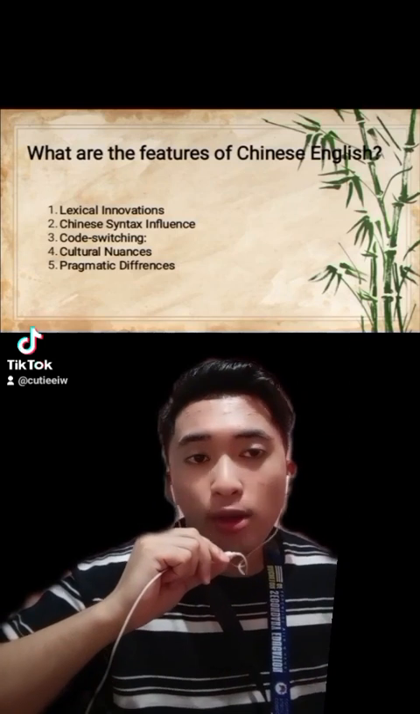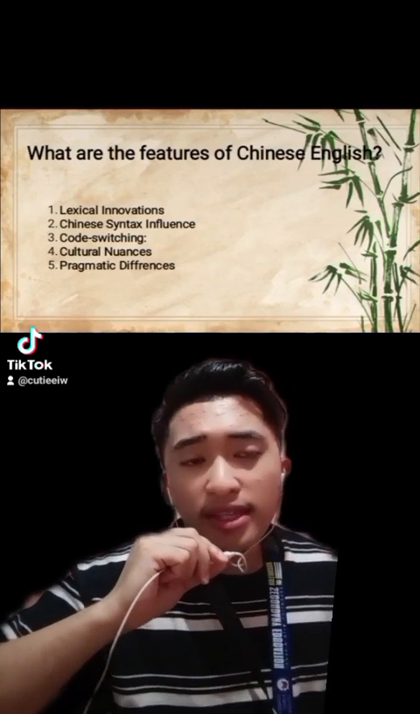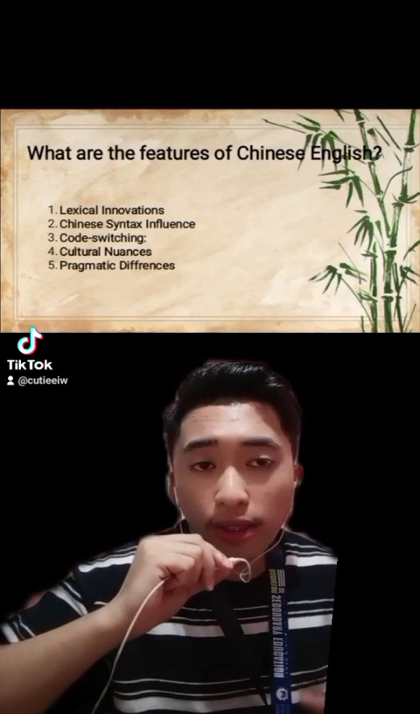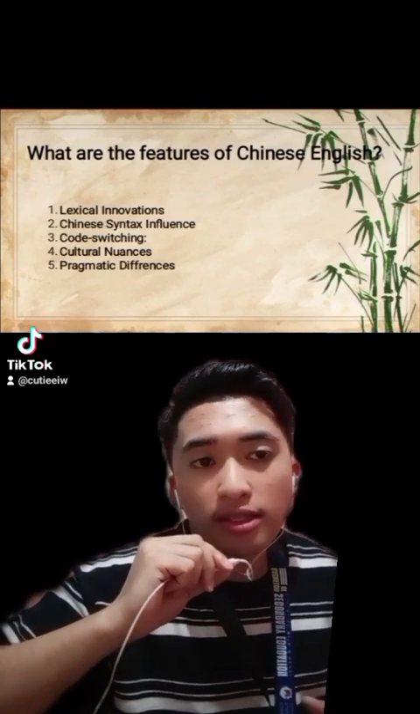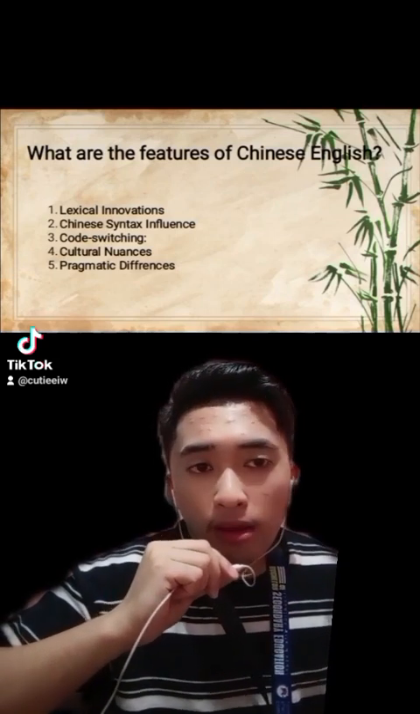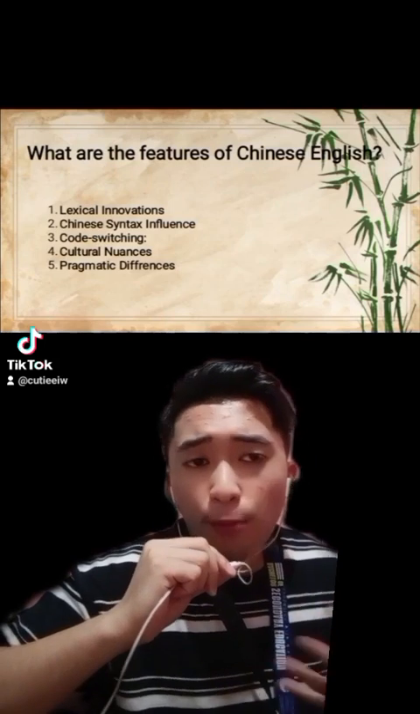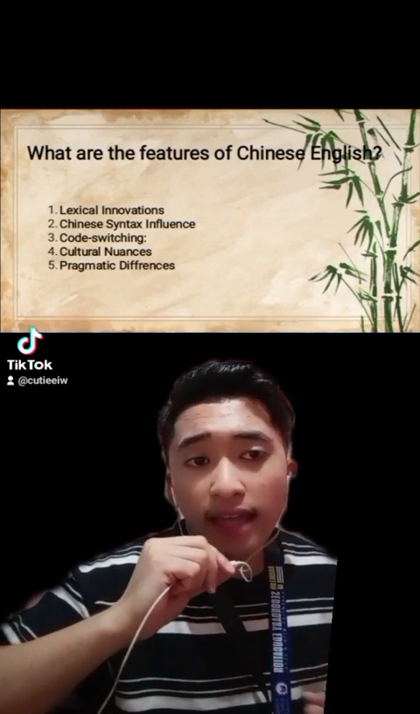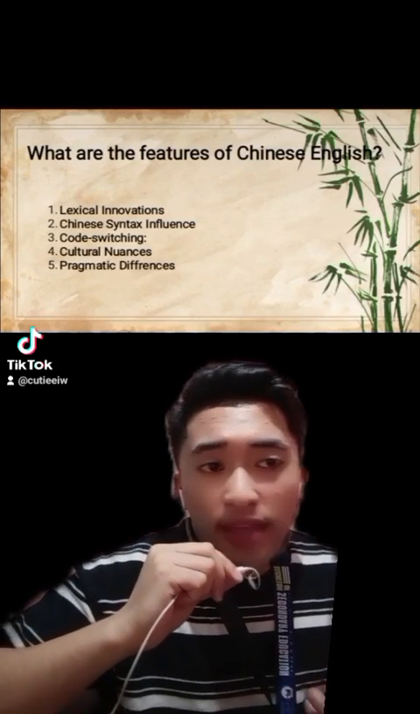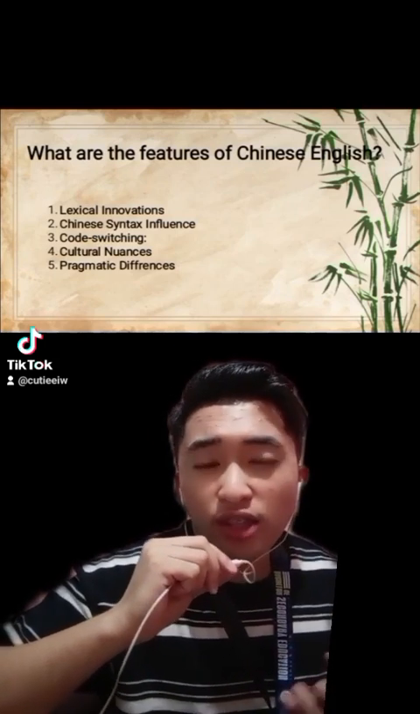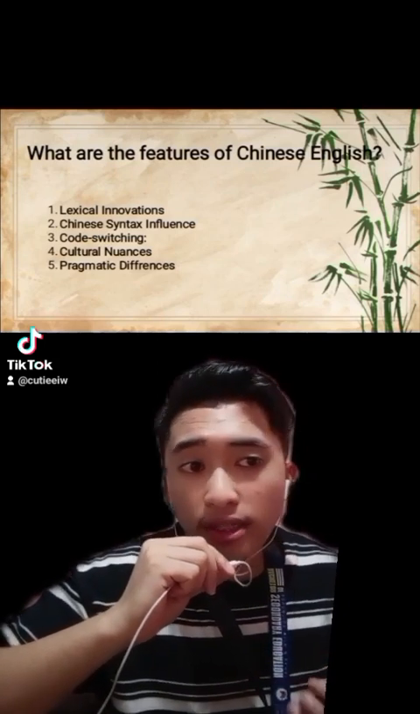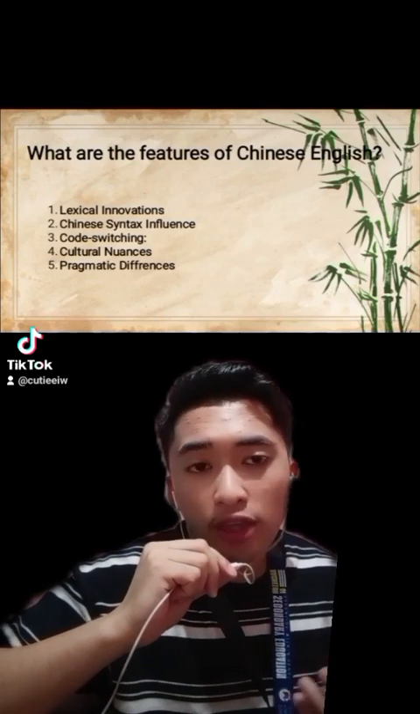The fourth one is cultural nuances. So it means that Chinese English may include expressions and references that are culturally specific to China, reflecting the cultural background of the speakers. The fifth one is pragmatic differences. So pragmatic differences means that the use of politeness markers, speech acts, and communication styles in Chinese English can differ from other varieties of English, reflecting Chinese cultural norms and communication patterns.